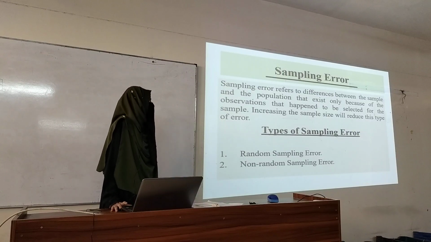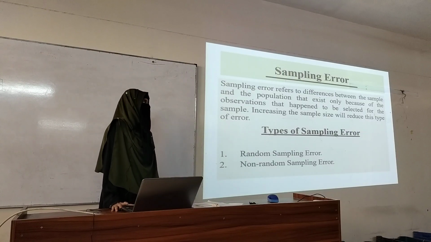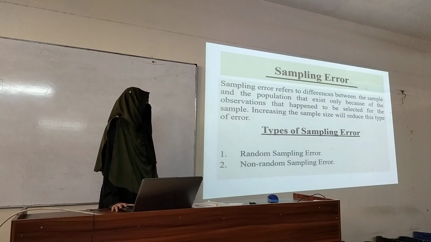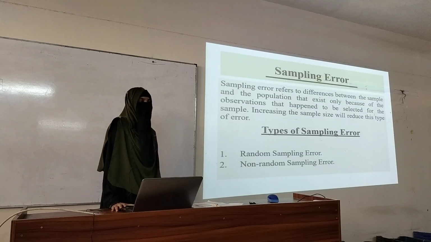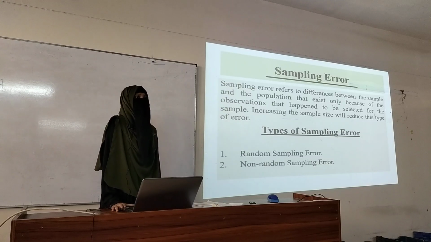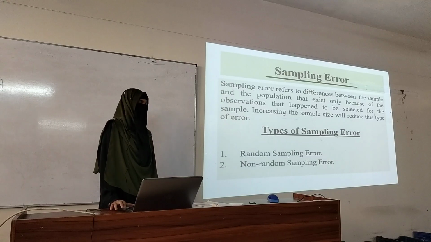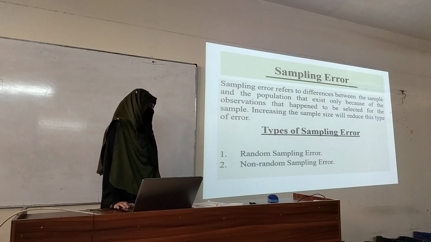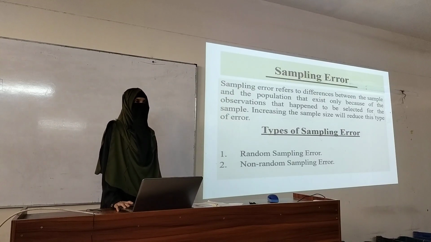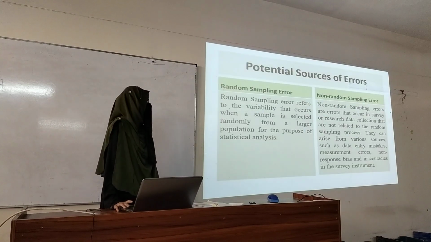What is sampling error? Sampling error refers to the differences between the sample and the population that exist only because of the observations that happened to be selected for the sample. Increasing the sample size will reduce this type of error. Types of sampling error: there are two types. One is random sampling error and another is non-random sampling error.